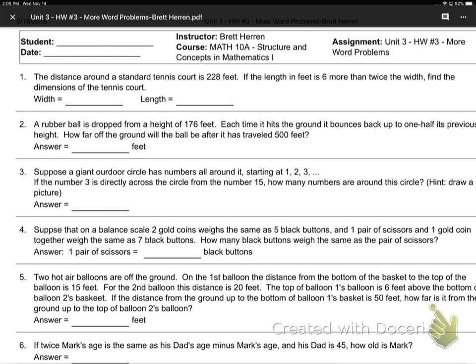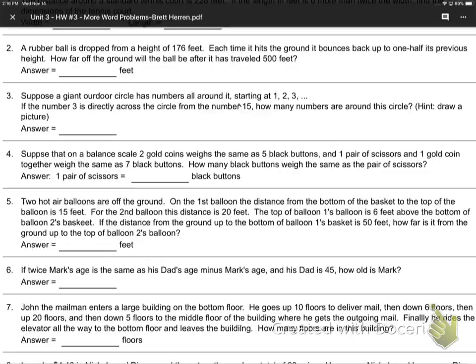Can you read that okay? A rubber ball is dropped from a height of 176 feet. Each time it hits the ground, it bounces back up to 1/2 of its previous height. How far off the ground will the ball be after it has traveled 500 feet? Answer? No, I'm just kidding. I'm sorry, this is a longer problem.